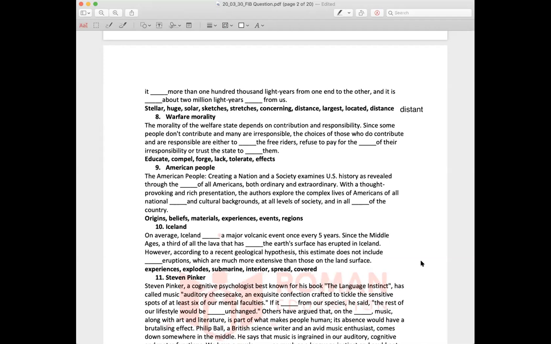And in all parts of the country, now you can think of the country. Which of these words could be used for "of the country"? And it's everywhere. So which word would you pick? Reasons, in all reasons of the country.